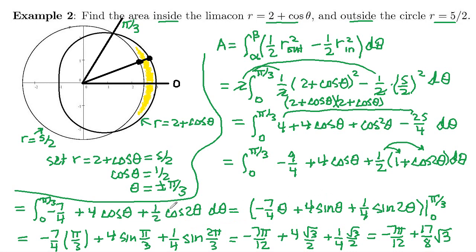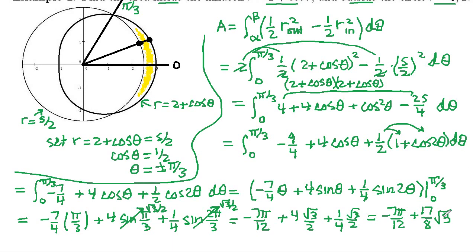So notice we multiplied by 1/2, or divided by 2. And we're evaluating from 0 to pi over 3. 0 gives 0 all the way across. Pi over 3 gives -7/4 times pi over 3 plus 4 sine pi over 3. Sine pi over 3 is √3/2. Plus 1/4 sine 2 pi over 3. That is also √3/2 if you check your unit circle. So that gives -7 pi over 12 plus 4 times √3/2 plus 1/4 times √3/2, which is -7 pi over 12 plus 17/8 √3.